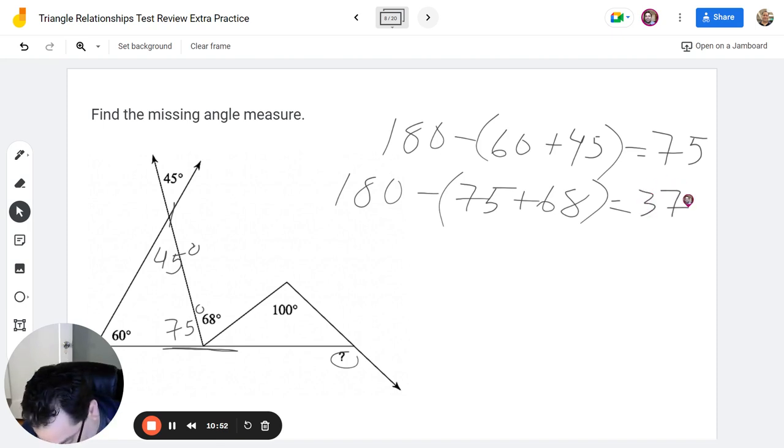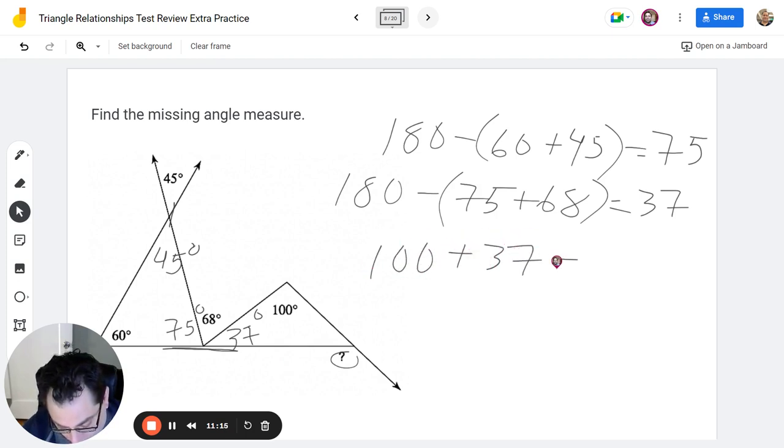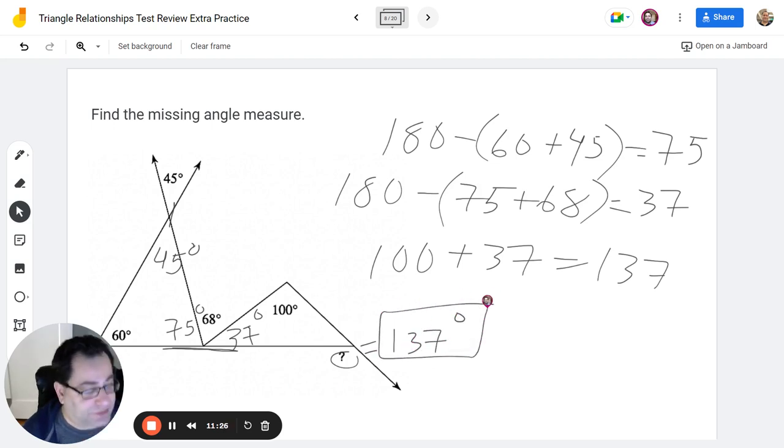So we know that this angle right here is 37 degrees. And now, based on this, we can use the exterior angle theorem. So 100 and 37 are opposite interior angles to the exterior angle. If we simply do 100 plus 37, we get 137 degrees, which is also the exterior angle of that triangle.